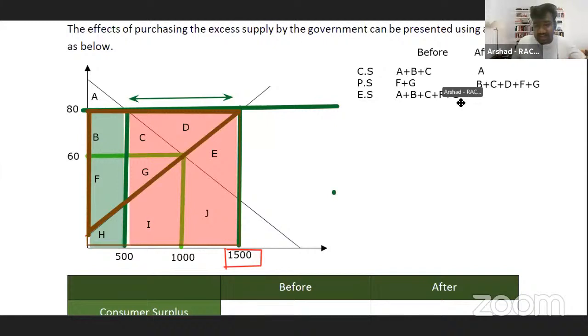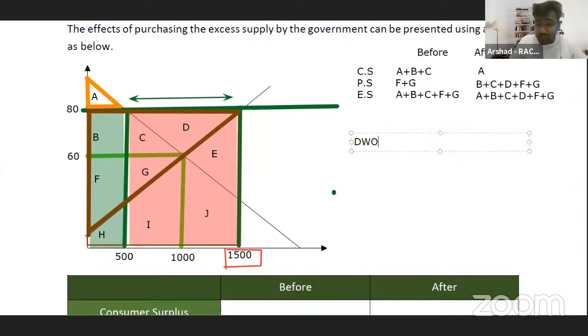Then what is economic surplus after? What can I put here? You can add all this and put A, B, C, D, F, and G. Are those two fine? Yes or no? This is consumer surplus. The brown area is producer surplus. Now let's look at the deadweight loss. This is the interesting case.